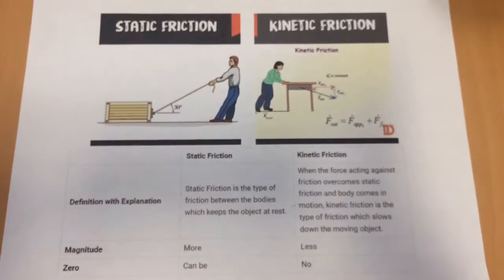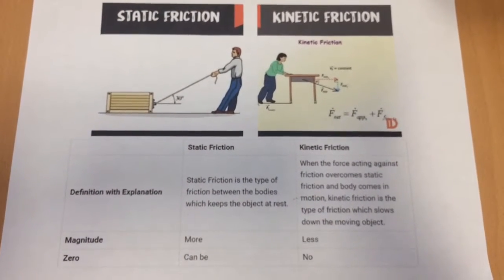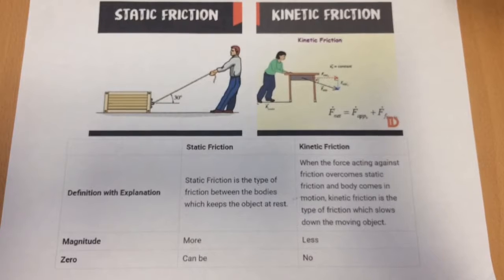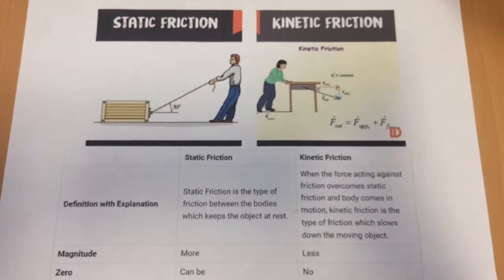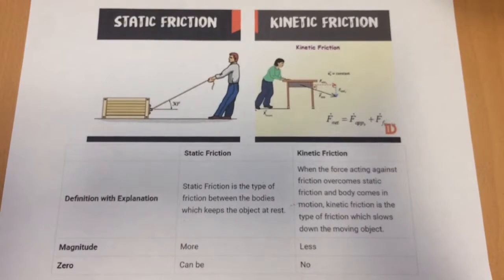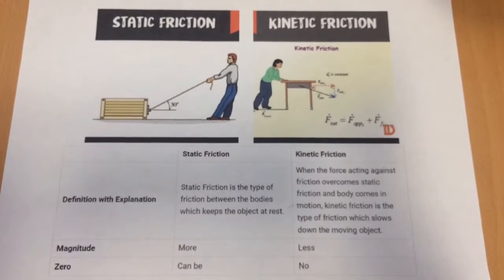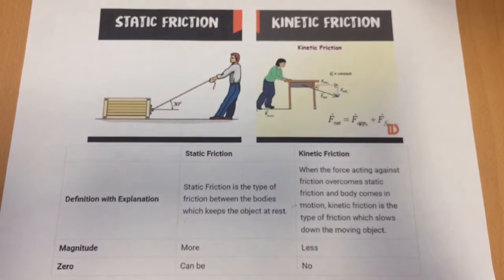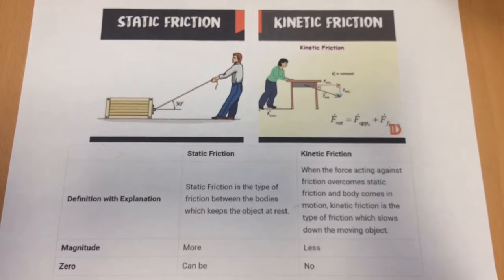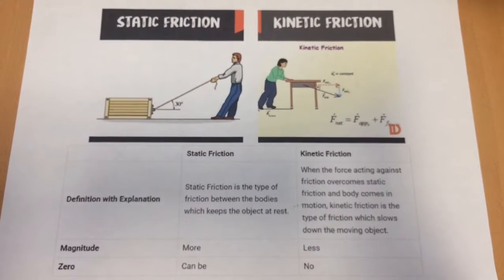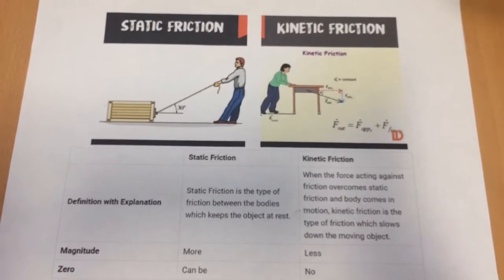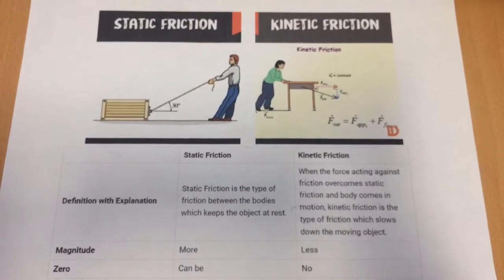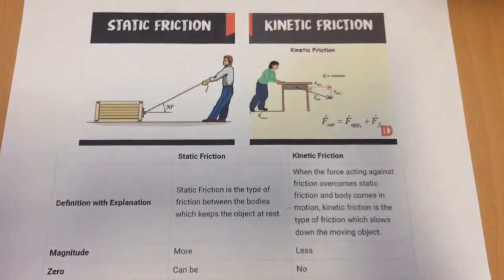To understand this topic better, we need to know that the static friction is the type of friction between the bodies which keeps the object at rest. The magnitude is more than the kinetic friction, and it can be zero. And the kinetic friction is the force acting against motion when it overcomes static friction and the body comes in motion. Kinetic friction is the type of friction which slows down the moving object. The magnitude is less than the static friction, and it cannot be zero.